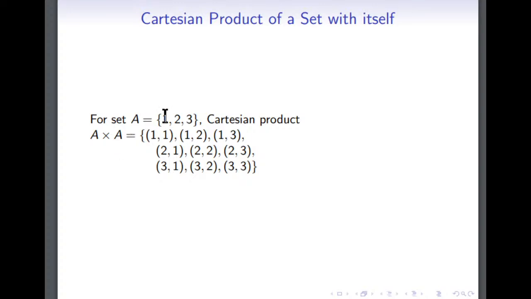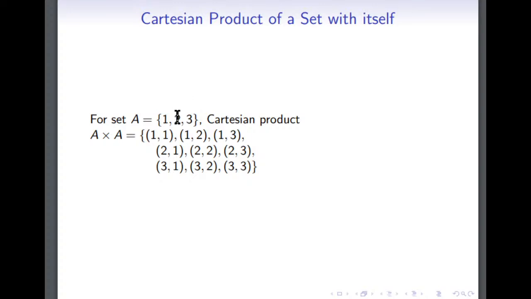Now I will take A with A. Now what are the possibilities? 1 can be related with 1 itself, 1 can be related with 2, and 1 can be related with 3. 3 possibilities I checked for 1.